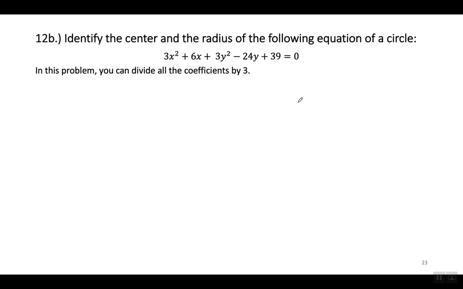They could all be divided by 3, obviously. So if you divide all the coefficients by, whoops, that's a mistake. That should say 3. I just caught that.